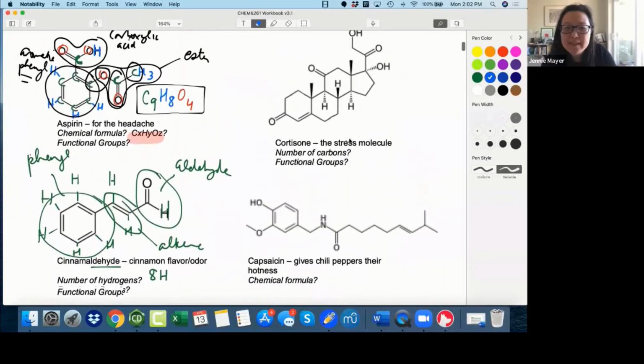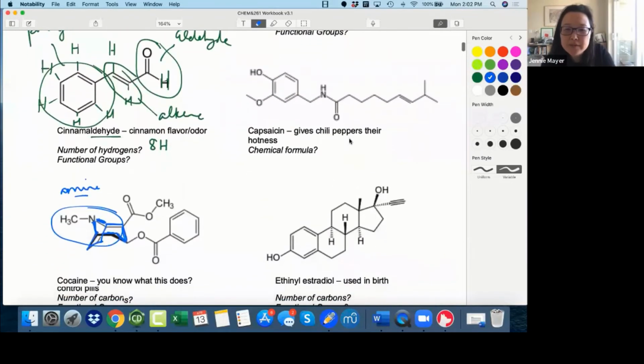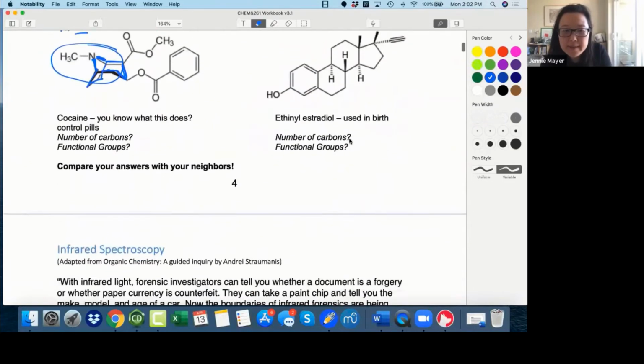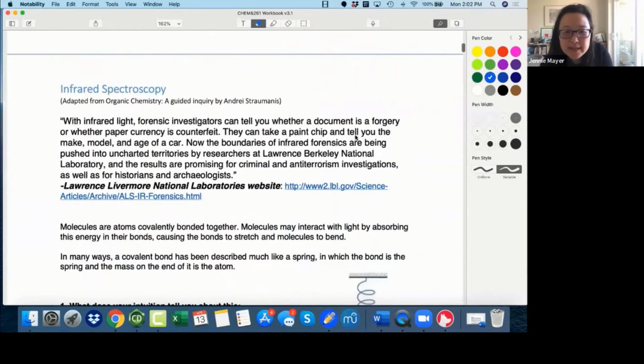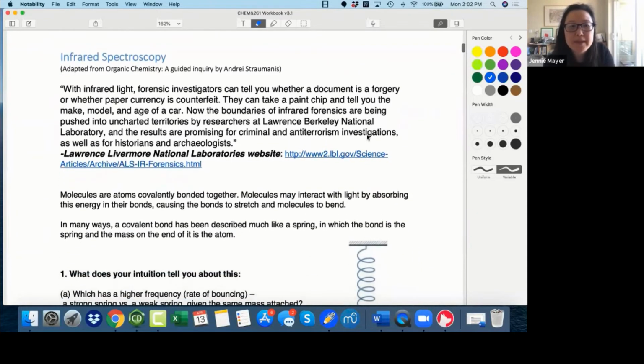I think you can go through and do the ones on the right on your own sometime and check your answers in the answer key. Let's start with infrared spectroscopy unless anyone has questions.